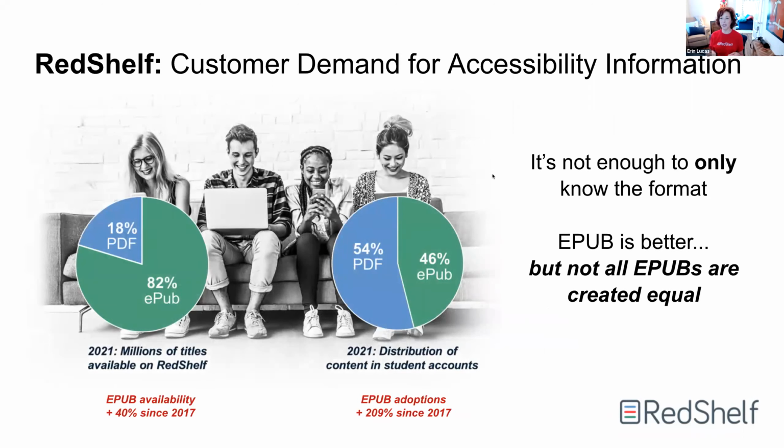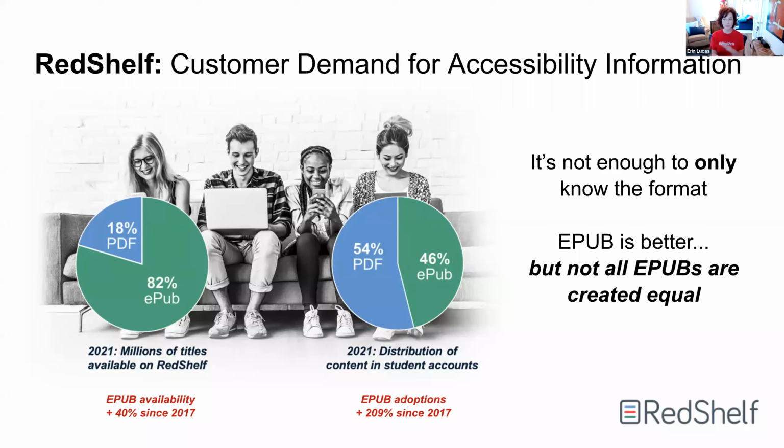It's not really enough to just know the format of the book, right? So we were really pushing EPUBs and saying, when you look at our catalog, you can see, is it an EPUB? Is it a PDF? Make your decision from there. And that helped for a while. It helped us get over the hump of having more EPUBs in our catalog than PDFs. And the availability of EPUB on our side has gone up 40% since 2017. So that was significantly successful.